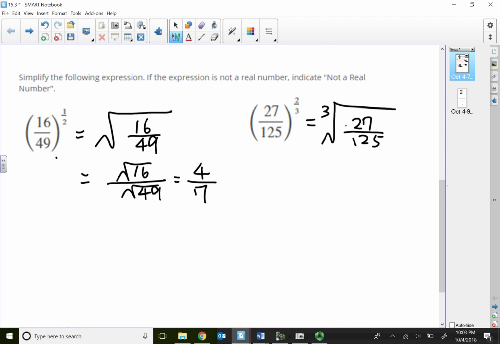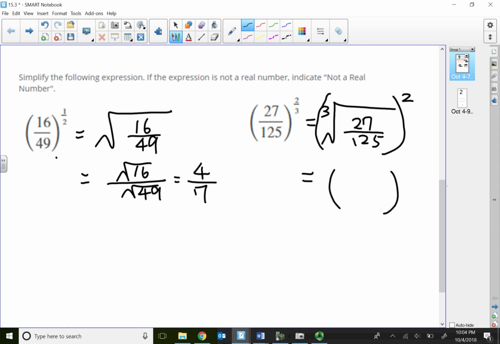So for this particular problem, I can write 27 over 125, the whole thing to the second power, this way. Or I'm actually going to purposely write it where the whole entire radical expression is to the second power, because I want to evaluate my cube root first before I square it. Knowing that the 27 and the 125 inside the same radical can be split into two parts, we can just do it by looking at them. The cube root of 27 is 3, over the cube root of 125, which is 5.